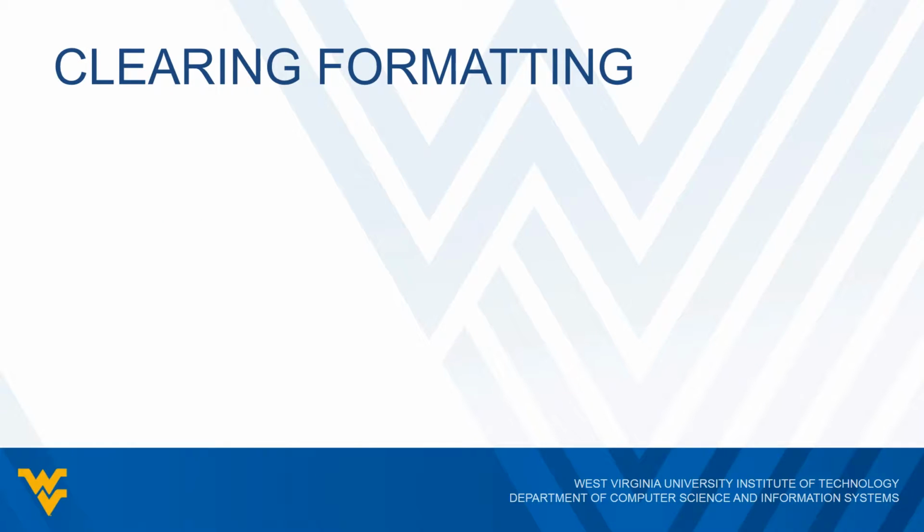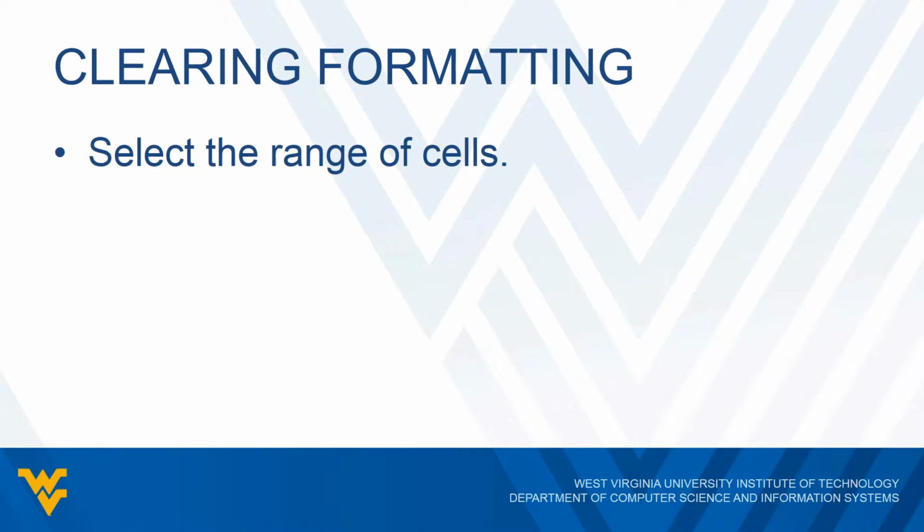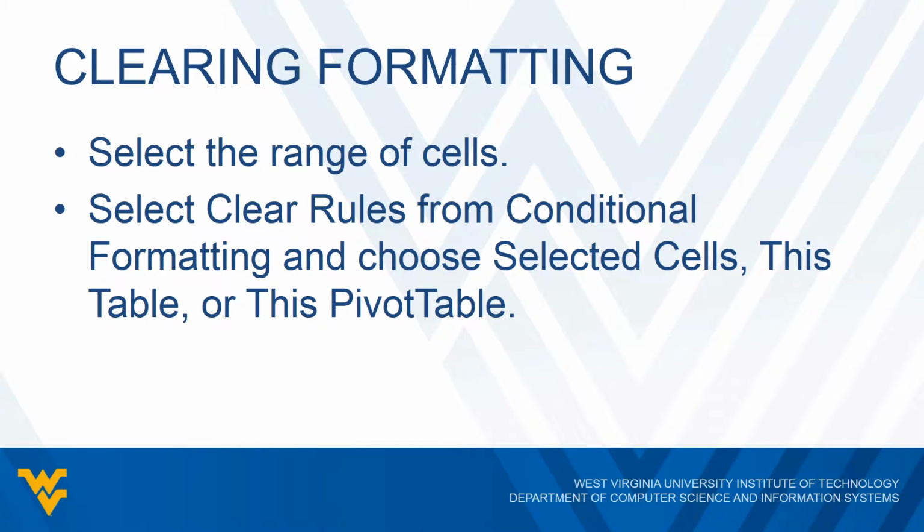Now let's say you applied some rules and you don't like it and you want to get rid of them. The way you would do this is you would select the range of cells that you want to clear the formatting from, and then you would just go to conditional formatting, select clear rules, and then choose the selected cells. Now it could also involve a table, so if you have a table you can choose a couple options. You can either say choose the selected cells, or you can choose either this table or this pivot table. Now we haven't talked about pivot tables yet, but we'll get to that in just a minute. But the whole point here is that we can select the cells that we want to clear formatting from by just clicking on clear rules from the conditional formatting option.